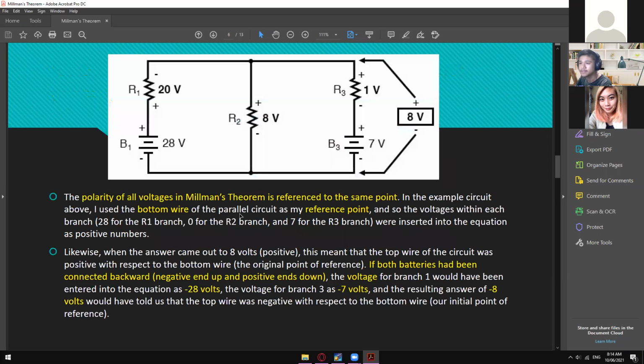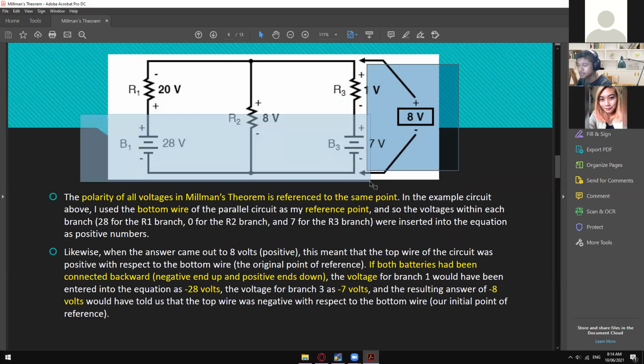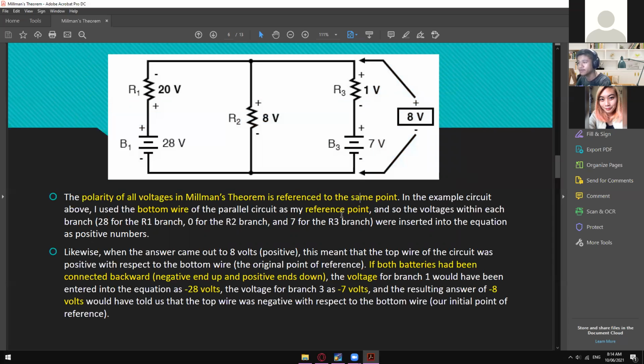So the solution for this one is, where's that one? Yeah, right here. But before that, here's the explanation when it comes to the polarity of your calculated voltage across your circuit. The polarity of all voltage in Millman's theorem is referenced to the same point. So just check where is the negative side of your voltage sources. That is already your reference point or the bottom wire. That's the reason why we also have the negative side of your 8 volts right here.